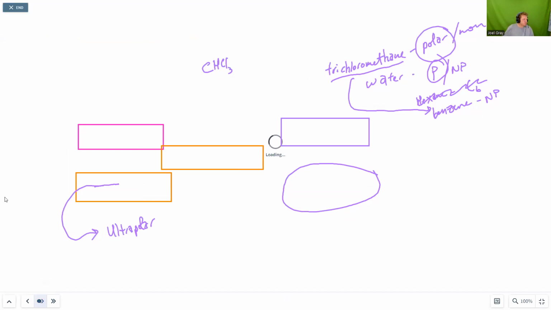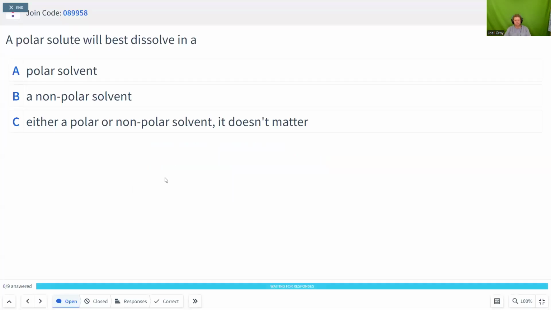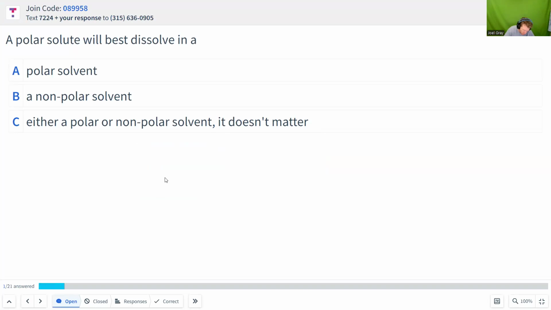Clear all my drawings. Got some questions. A polar solute will best dissolve in, I'm giving you a minute on this one. I'm pretty sure everyone's going to get this. And if we get 100% correct on this one, bonus point on the last exam. We've already got one out there, so everyone's already going to get 1 point added to the last exam. But if we get 100% correct on this one, then we're going to get a bonus point on the last exam.